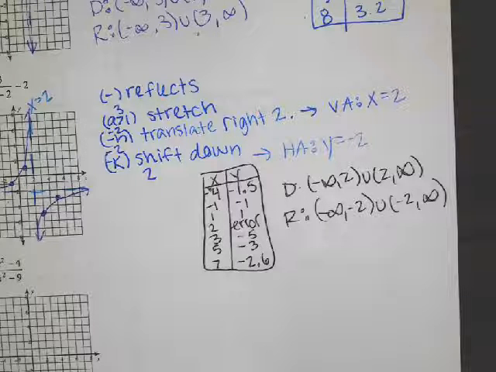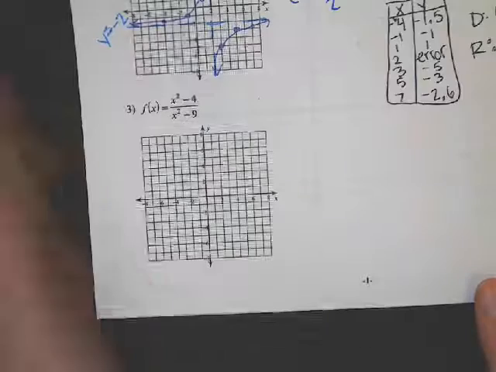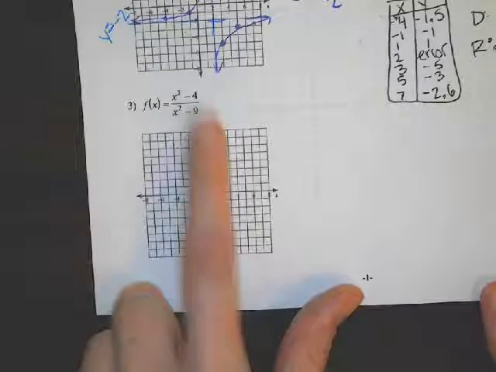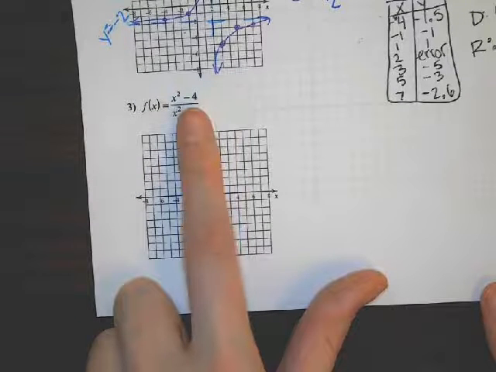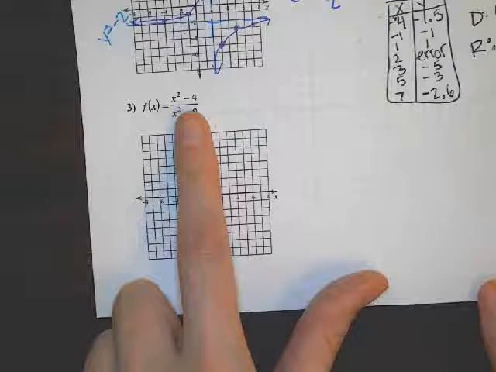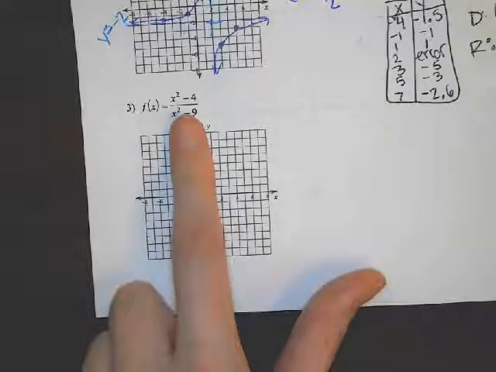Okay, so the last thing I want to do before we go to lunch is actually factor number 3, and then when we get back from lunch, we'll do the rest of the characteristics. Alright, so on number 3, why is this one not in transformation form? You don't have the h and k happening, and you can factor it. The parent function is not something that we're going to factor. This, we need to factor. It's in standard form.